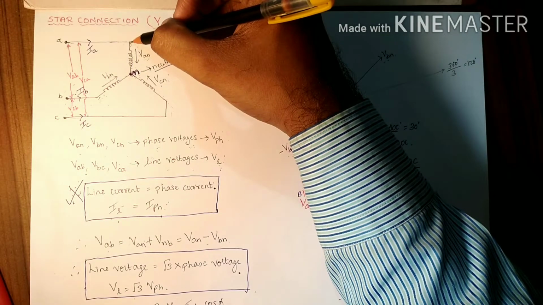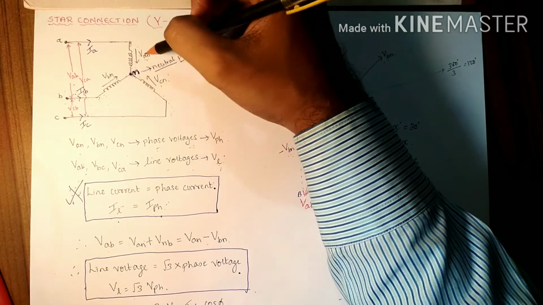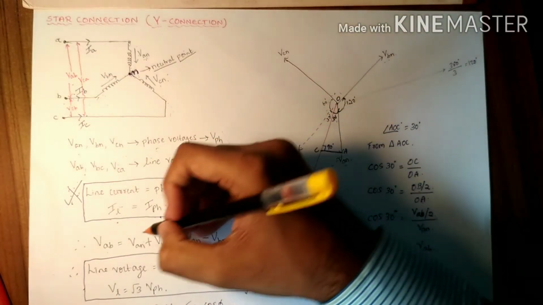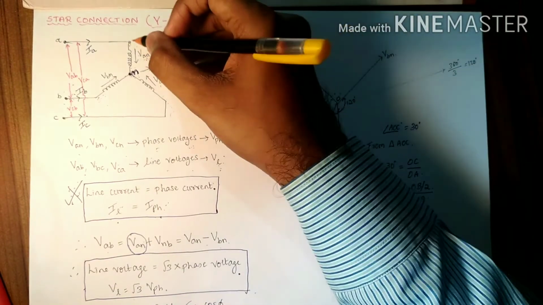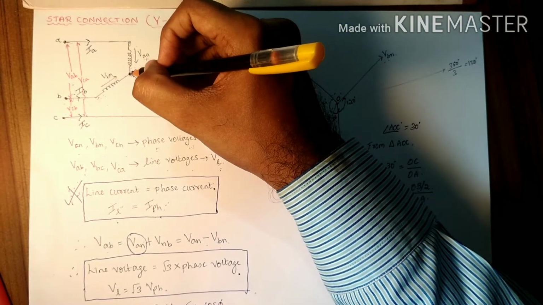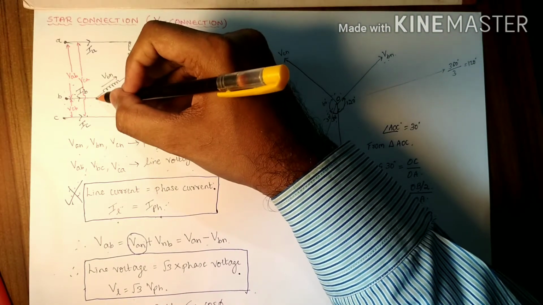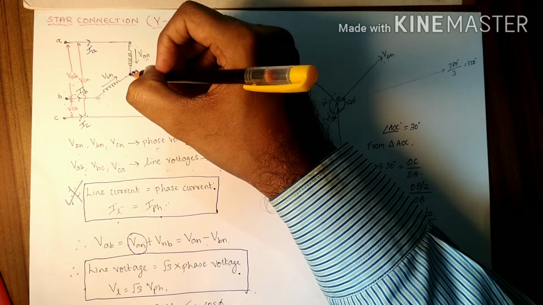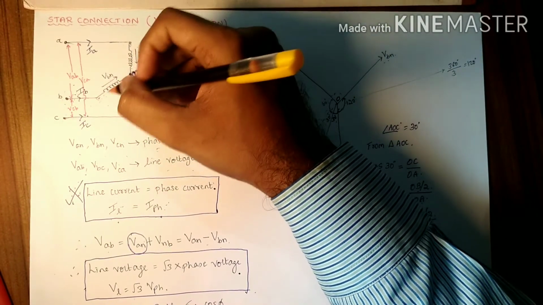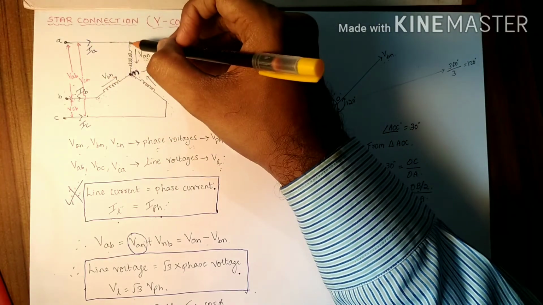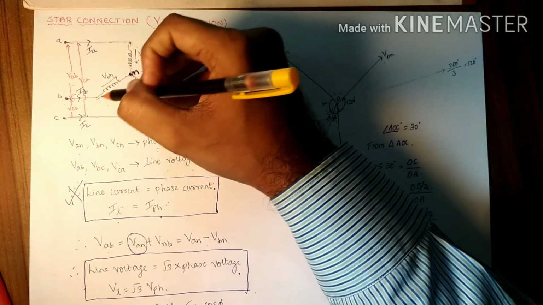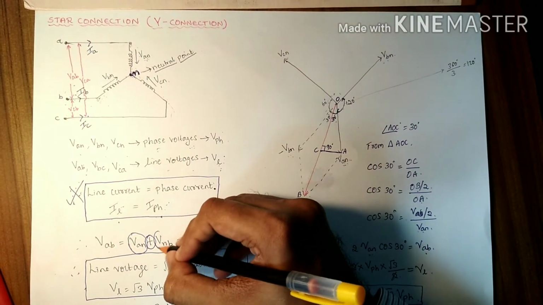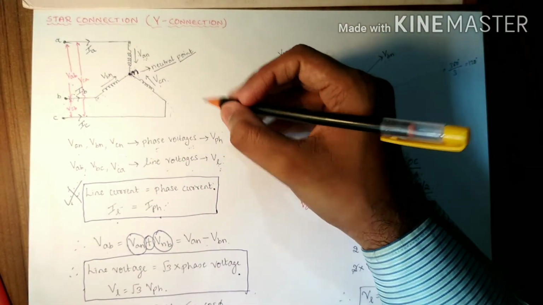So here let me start from here, let me trace the path. So from here it is in the same direction. So from A to N. So positive VAN because same direction. Now I am going from N to B, but voltage is from B to N. So if I go from N to B, I can write it as VAN plus VNB.